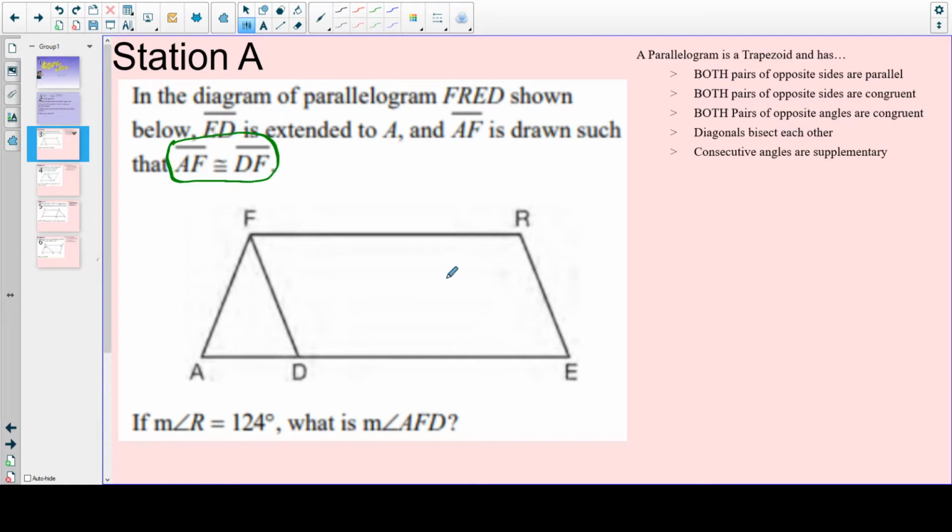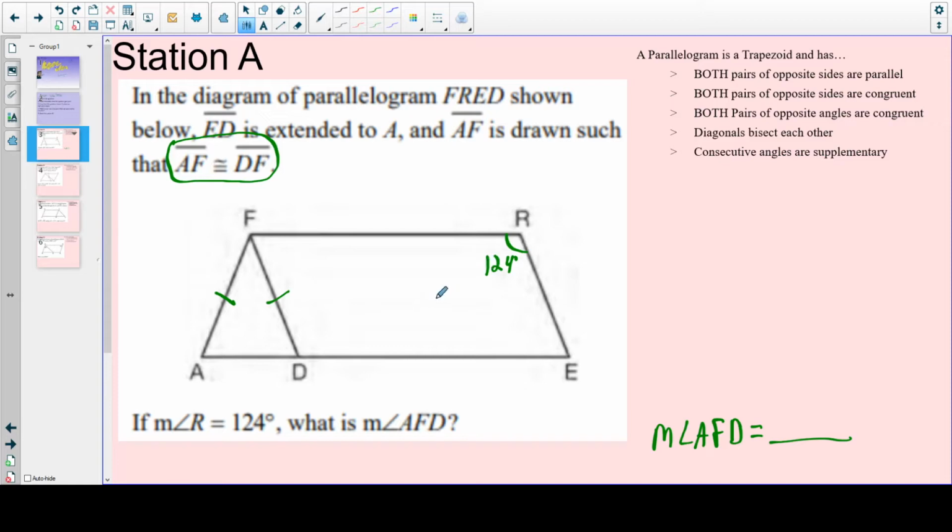So, couple of things. The question's asking us, well, if the measure of R is 124 degrees, what is the measure of AFD? So I know my answer has to be the measure of angle AFD is equal to something. It gives me a bunch of information. So AF, here's AF, is congruent to DF. Ooh, that's interesting. And then it tells us that the measure of angle R is 124 degrees. So here's angle R, and this is 124 degrees.